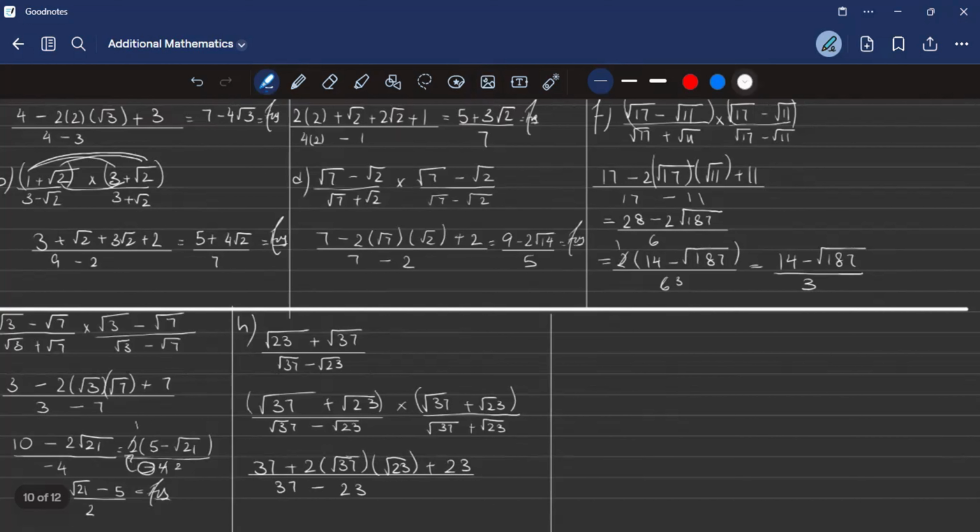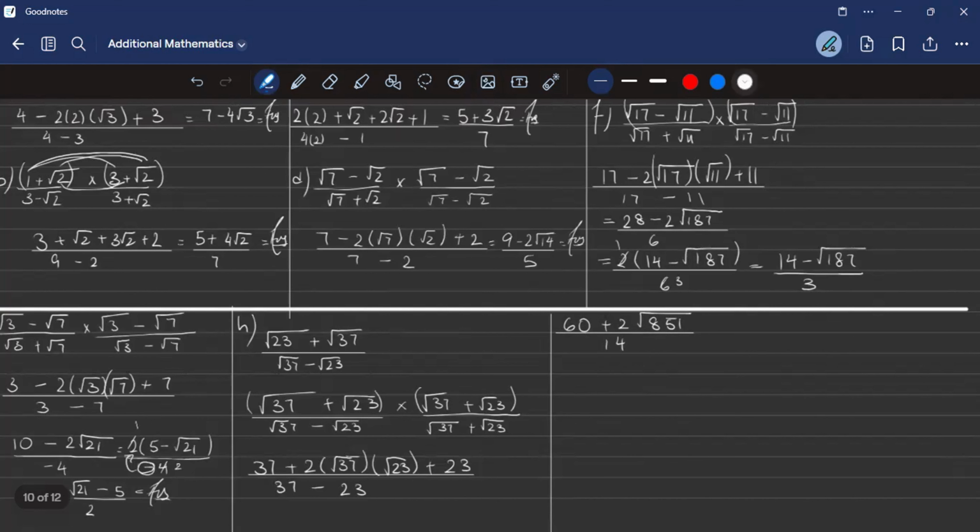If I were to just make the partition and then continue, I would get 37 plus 23, which would be 60. 60 plus 2 under root, what is 37 multiplied by 23? 851, divided by 37 minus 23, which is 14. So 60 plus 2√851 divided by 14.